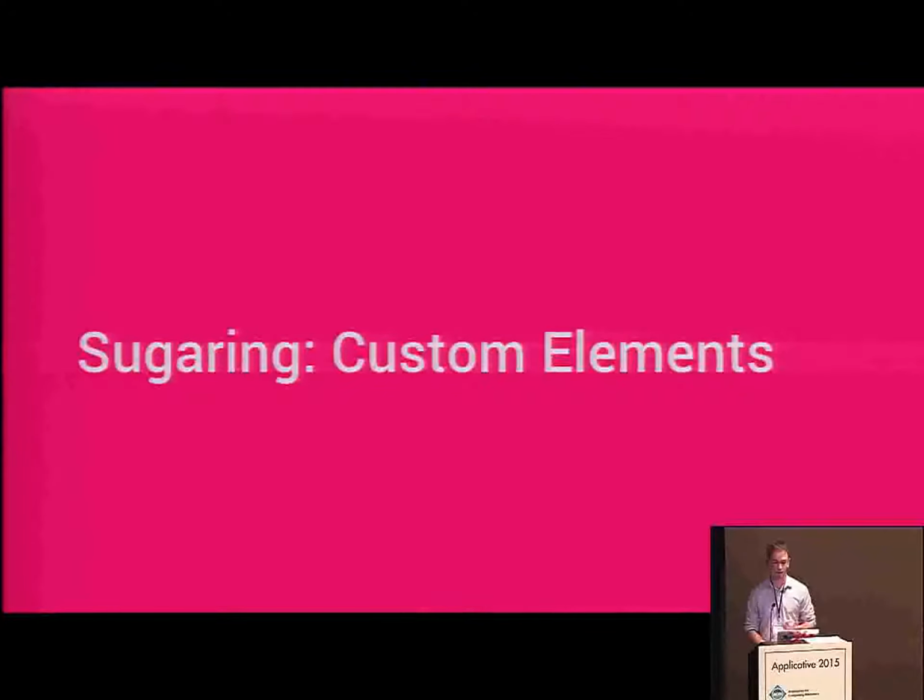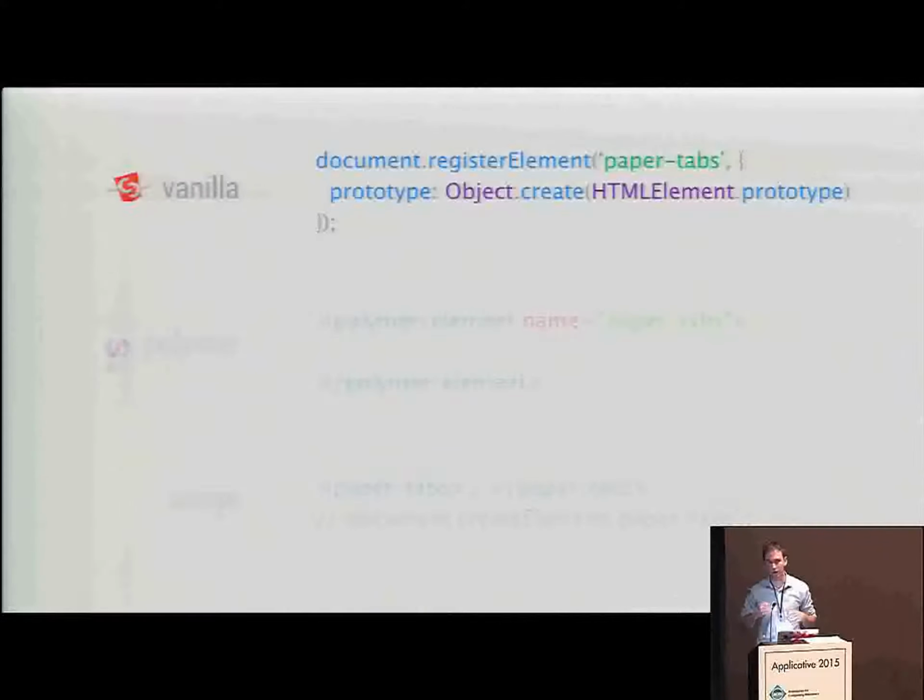And the first web component spec was custom elements. So if you wanted to create a custom element yourself in vanilla JavaScript, vanilla web components, you can do it. You can say document.registerElement, give it the name of your element, add a prototype. So in this case, it's kind of the basic HTML element prototype. And then you can use it on your page.